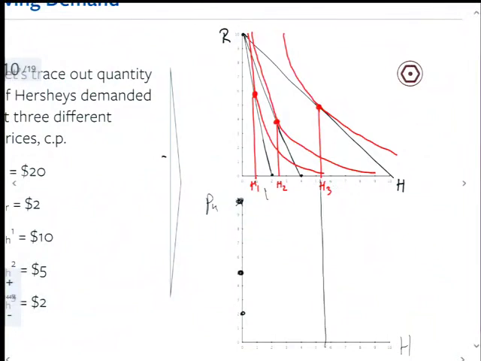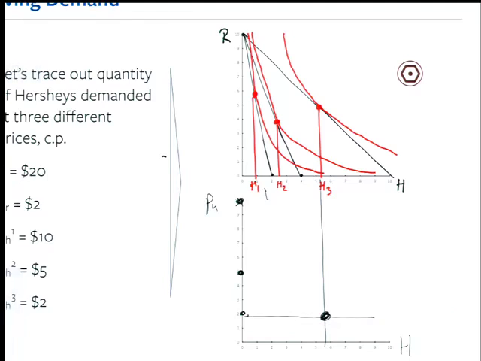This is the number of units I'm consuming with an income of 20, a price of Hershey's of $2, and a price of Reese's of $2. And I know what the price of Hershey's is. It's $2, right? So if I draw the line across here, what is this? This is my quantity demanded at a price of Hershey's of $2, holding the price of Reese's constant at 2 and income constant at 20.